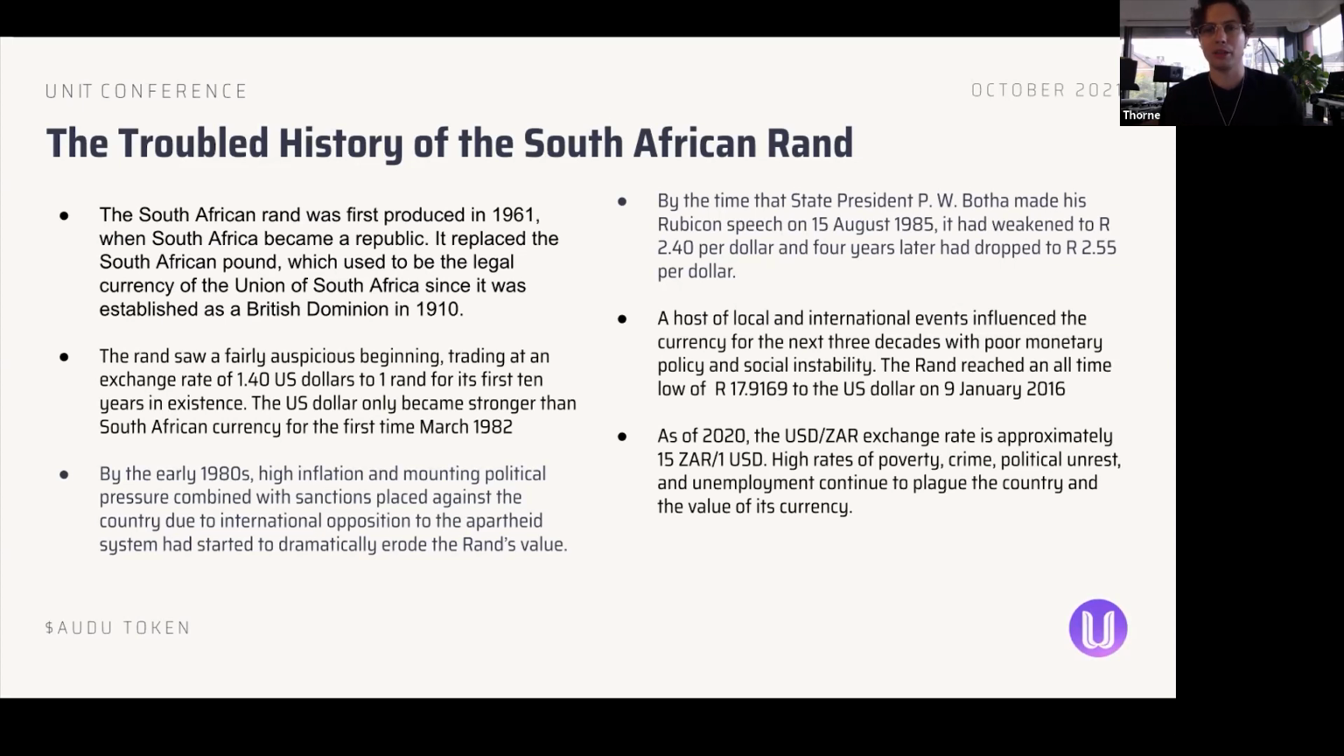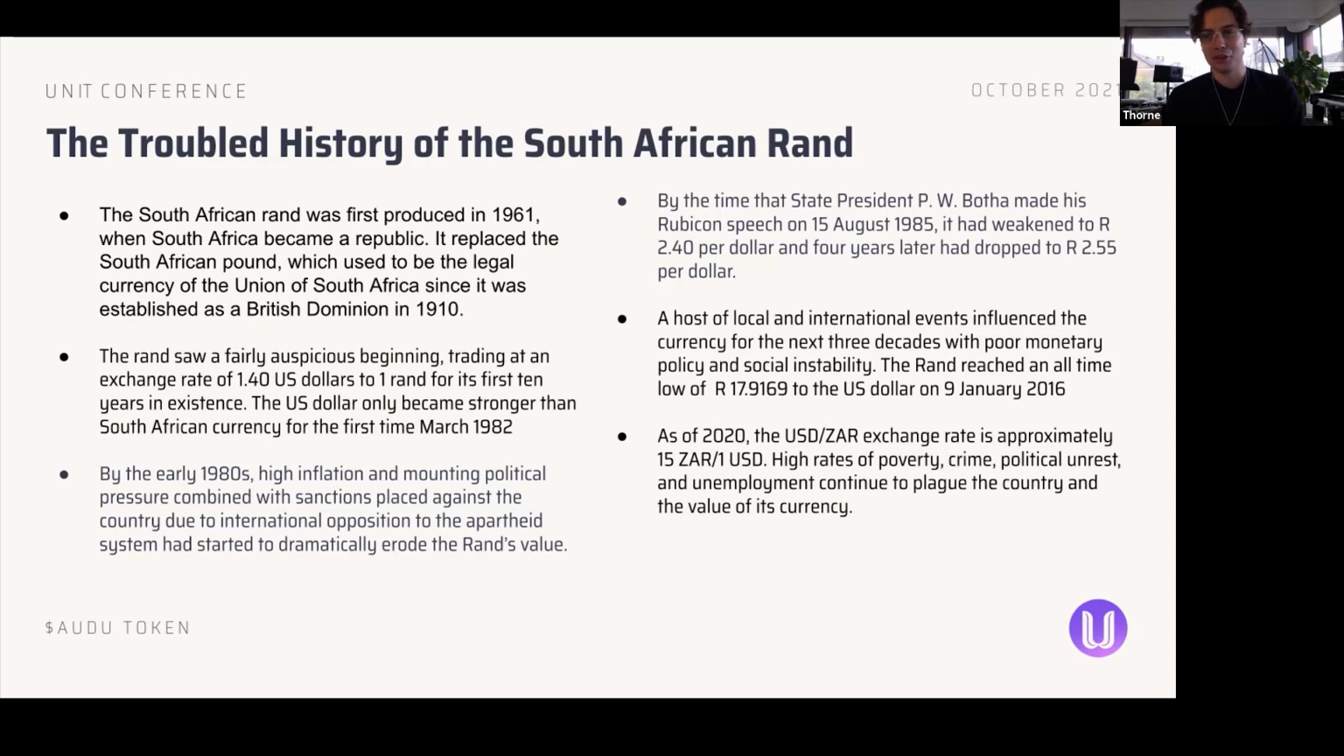By the time the state president, P.W. Botha, made his Rubicon speech on the 15th of August, 1985, the Rand had weakened to 2.4 per dollar, and 4 years later had dropped to 2.55 per dollar. So this is basically it halving in value in the space of about 5 years, which is already not so good as far as things go.